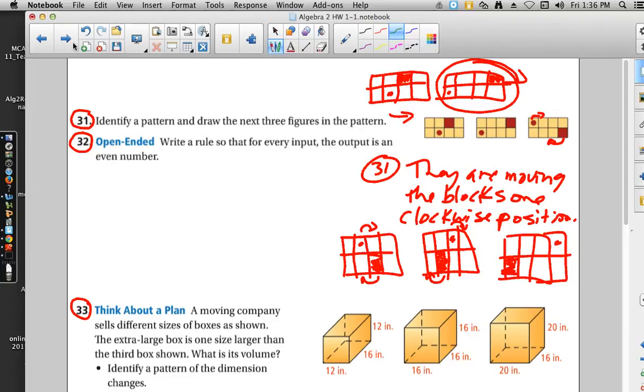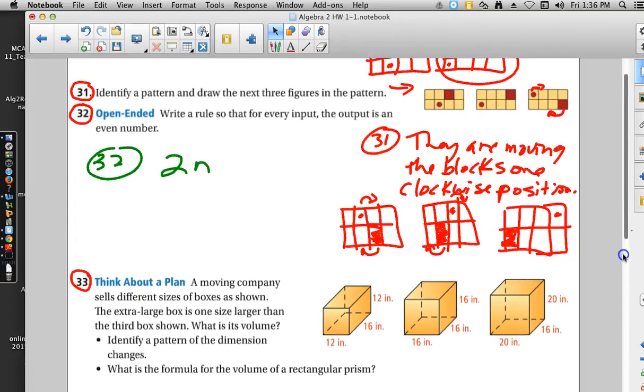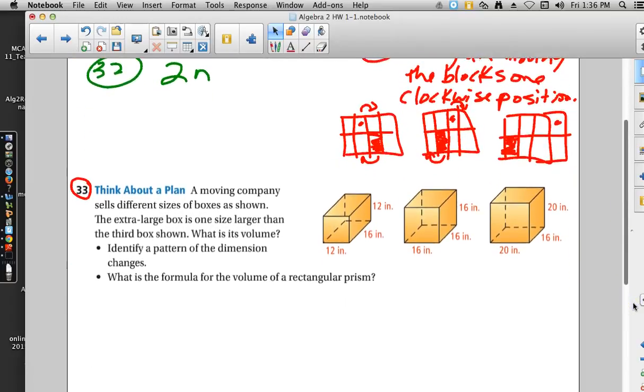32. Write a rule so that for every input, the output is an even number. And I think, okay, well, what can I do to any number that will make it even? So that it'll end in 0, 2, 4, 6, 8. Oh, wait, I could just multiply it by 2. There's a rule. Really, this works when you multiply it times any even number. So you could do 2n, 4n, 6n, 8n. When we multiply by that even number, we are going to get an even number back. But the easiest one, obviously, would be just 2n.